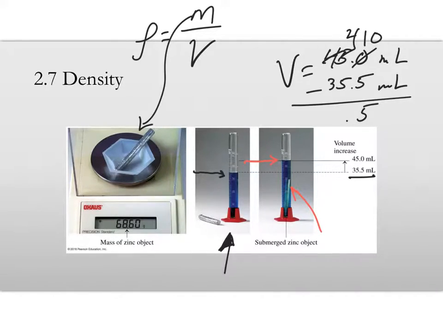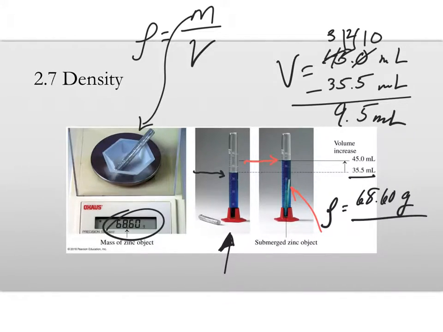That is 9.5 milliliters. So your density for zinc is going to be 68.60 grams from the balance divided by 9.5 milliliters. We have 4 significant figures in the mass and 2 in the volume, so your answer is going to be to 2 significant figures. 68.6 divided by 9.5 is 7.2 grams per milliliter.